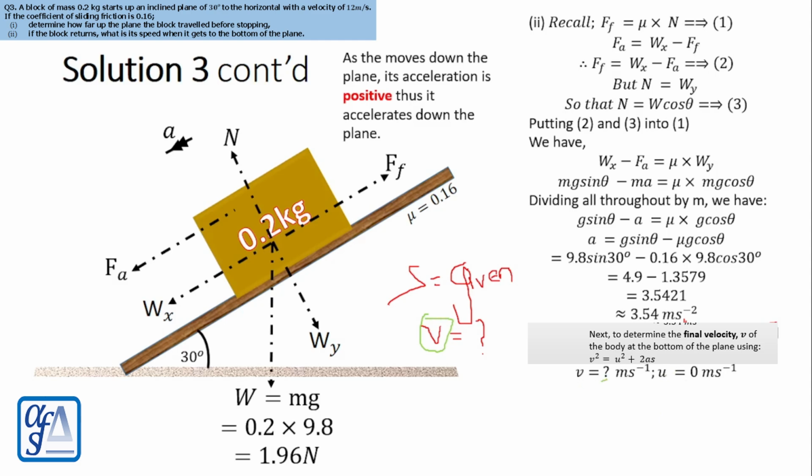So u is what? 0 meter per second. V is actually 0 meter per second, not 0 meter per second squared. And s is given from 1, like I said, 11.5 meters. So v squared equals 0 squared plus 2 times a. What's our a? From what we have solved here, which is the acceleration of the body down the plane, which is 3.54. Then the s that we know from the previous solution in I is 11.5.